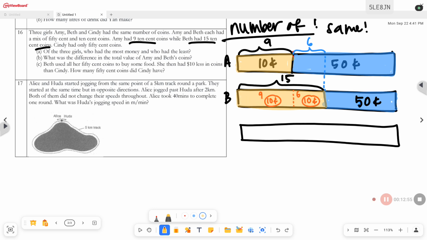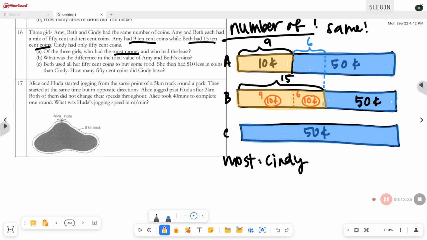Okay, so let's move on. We have Cindy, and they say that Cindy only had 50-cent coins. So what does that mean? It means Cindy is 50-cent coins only, so all here are 50 cents. Cindy doesn't have any 10-cent coins. So they ask you, which one has the most money? Obviously the most money is going to be Cindy. Why? Because they all have the same number of coins, correct or not?